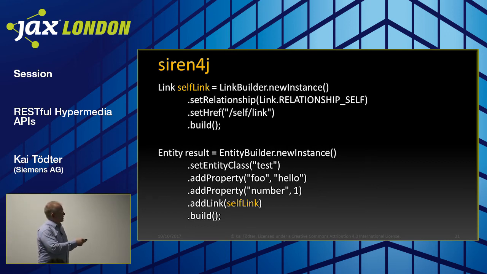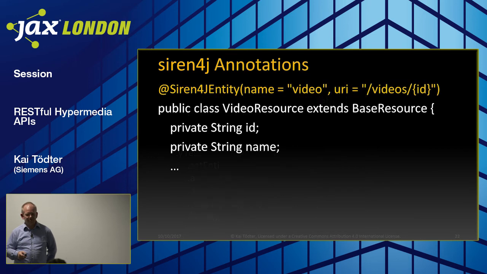Adding a property adds a JSON property that's then under the Siren properties structure, and add a link adds a link, and so on. It's pretty straightforward, but very, very low level. So if you have an existing API and then want to enhance it via Siren, you have to do a lot of work to go through all your implementations and add the links and the structures. Here it's a little bit easier.